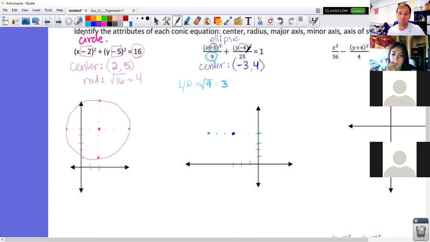And now we turn to the y direction, and we see there's a 25 underneath the y term. So this is up and down. We're going to go the square root of 25, or 5 units. 5 units up from your center, and 5 units down from your center.